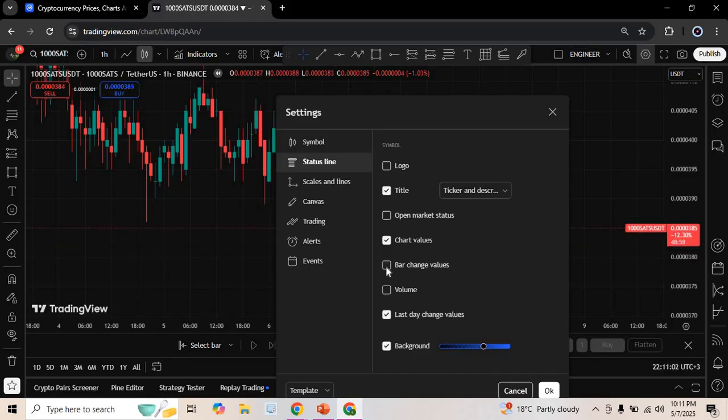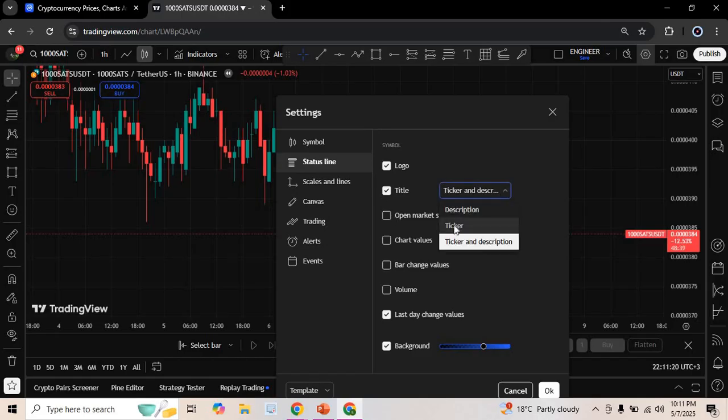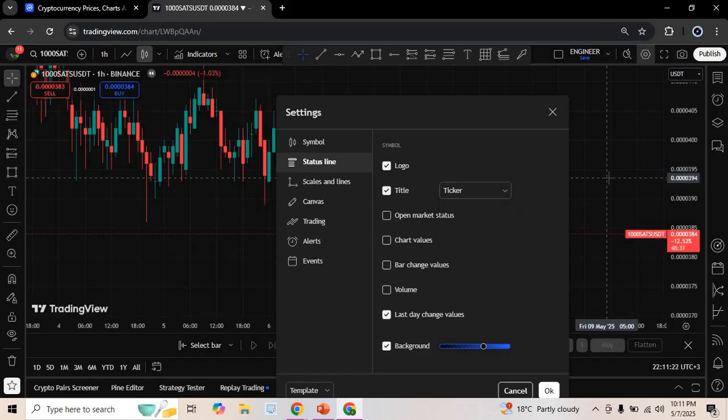All these other things you can come, bar change values, whatever. You can see if I tick that, it appears. The volume also appears, the volume of that candlestick. All these are things you can come and explore on your own and choose. I prefer my charts having fewer things, but the logo, I prefer having the logo and having this as a ticker only. That is enough.